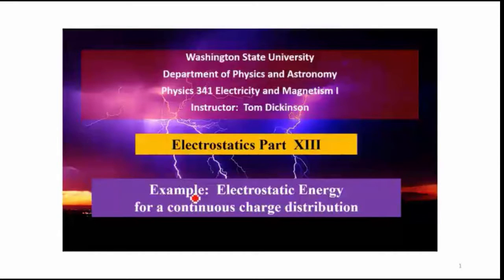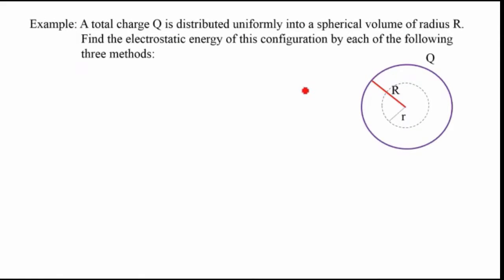Let's look at another example where we're determining the electrostatic energy for a continuous charge distribution. The example I have in mind is a sphere. It has a total charge capital Q, distributed uniformly in this spherical volume of radius capital R. So we're going to try to find the electrostatic energy for forming this sphere.